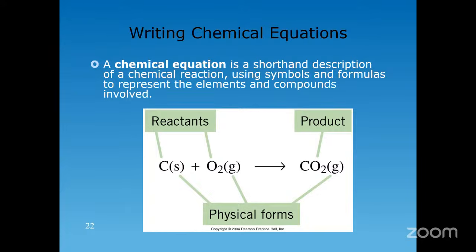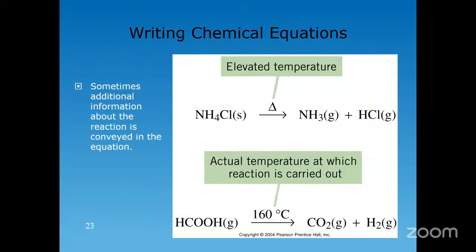Any typical chemical equation will have the symbols for the reactants on the left, the symbols of the products on the right, and you have an arrow going from left to right, and you may have some additional information that is placed above or below the arrow. So for example, if you see a triangle, that represents elevated temperature, or you might see an actual value for the temperature that's given, or actually the value of other conditions like pressure and so on, all right?